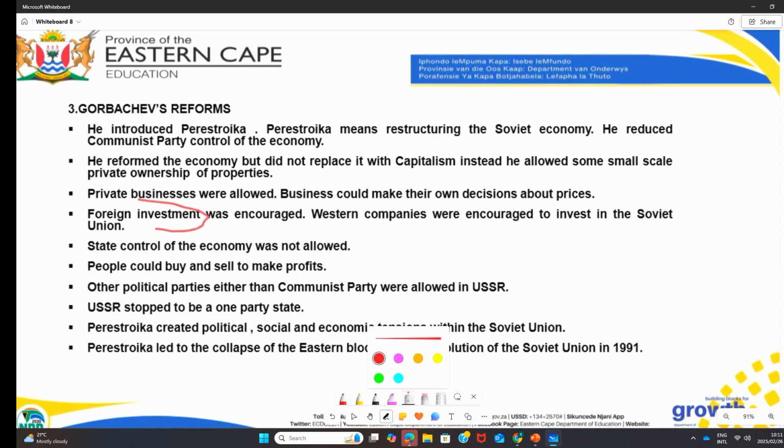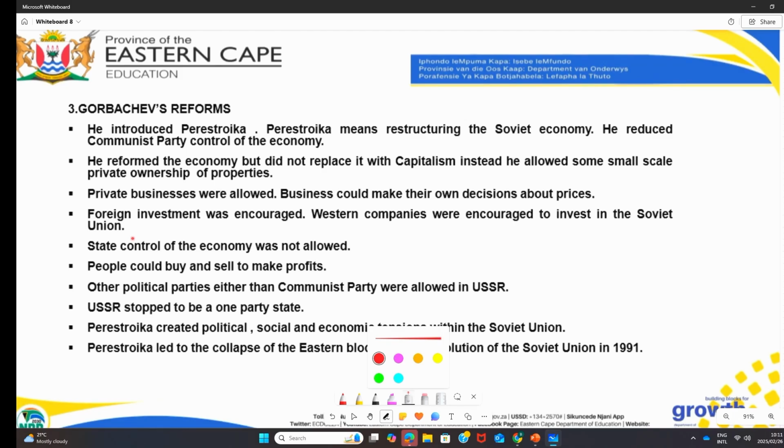This is very important: Russia never traded with capitalist countries before. But when he came to power, Russia traded with capitalist countries, and foreign investment was encouraged. By foreign investment, we mean that people from the West were allowed to come and invest in Russia by having their own businesses in Russia. Even foreign investors from capitalist countries were allowed in Russia. Western companies were encouraged to invest in the Soviet Union. State control of the economy was not allowed.